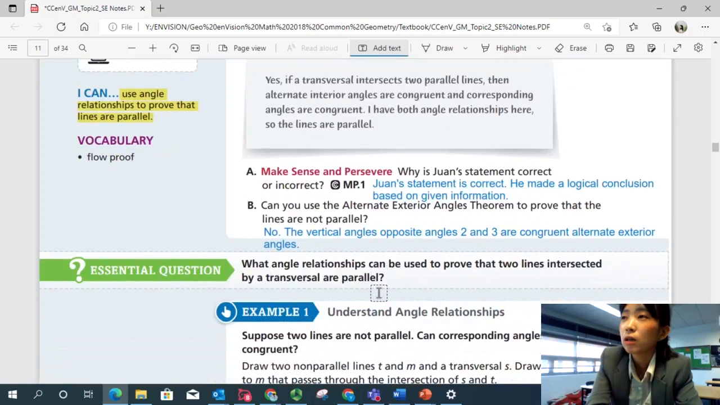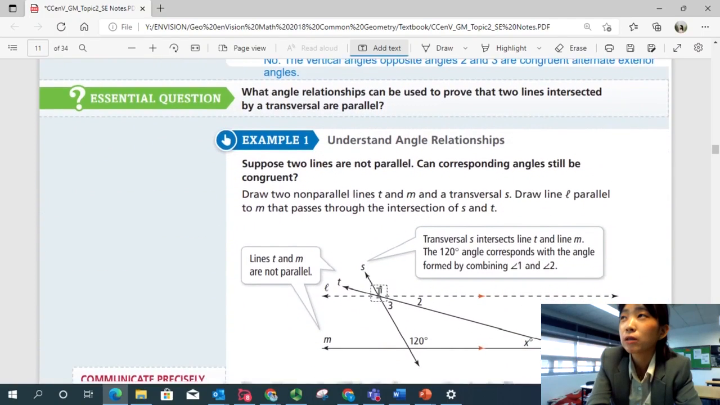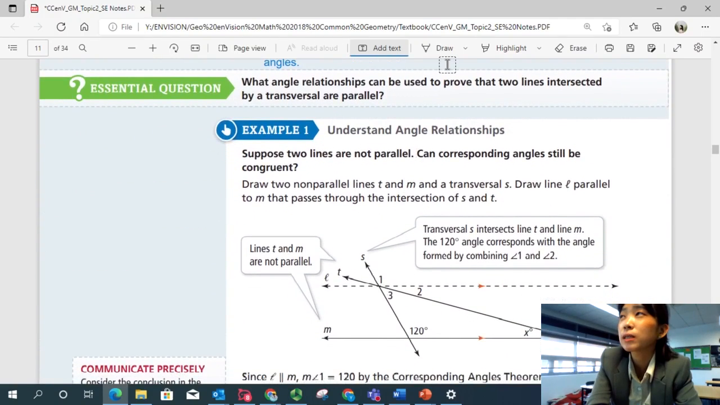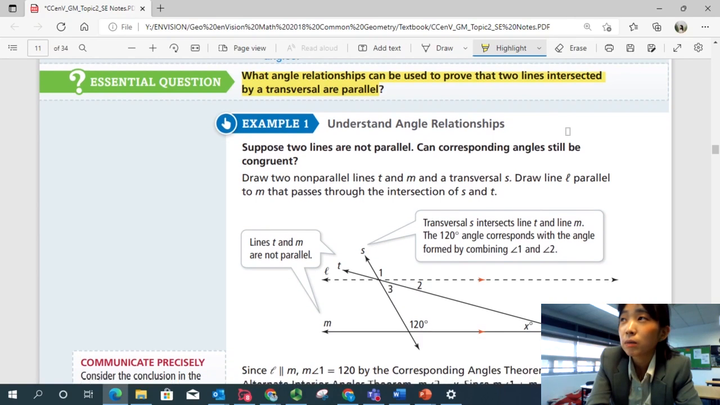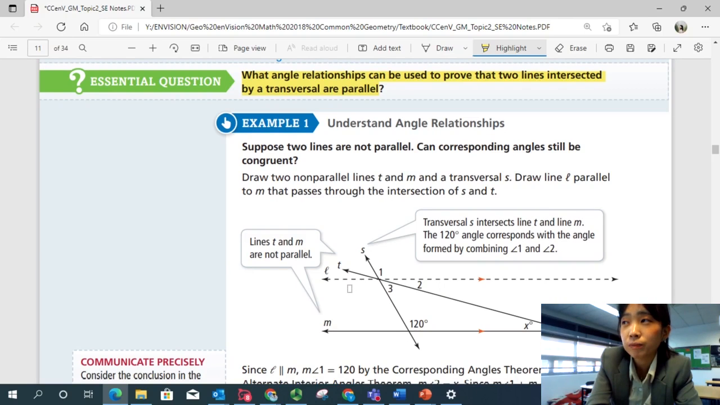All right. So let's think about the essential question throughout the lesson. What angle relationships can be used to prove that two lines intersected by a transversal are parallel? Let's start with Example 1. We're going to understand angle relationships. Suppose two lines are not parallel. Can corresponding angles still be congruent?